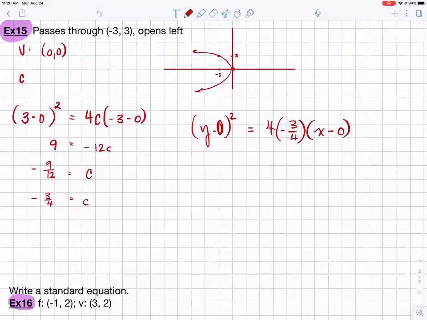And go ahead and clean it up. Okay, don't leave it like that. It's ugly as it is. So clean it up. So what's it look like after I clean it up? Y squared equals, what's that piece in the middle clean up? -3 times x. Okay.